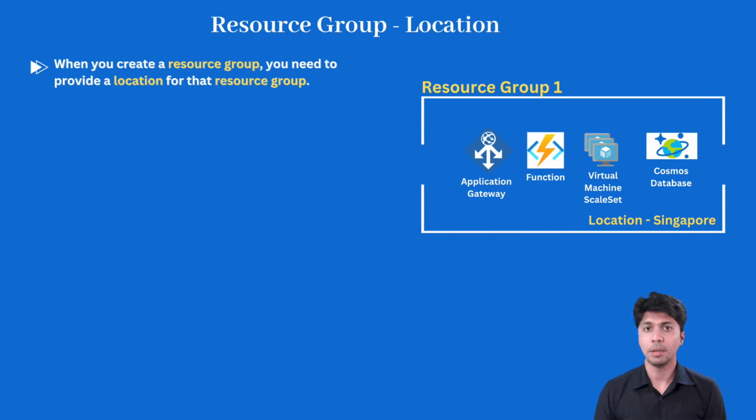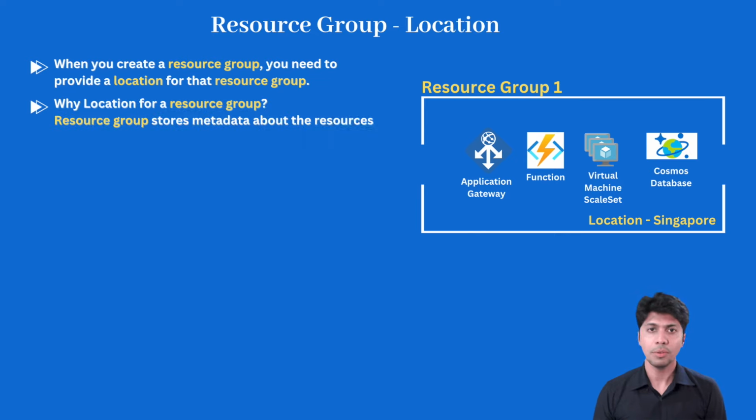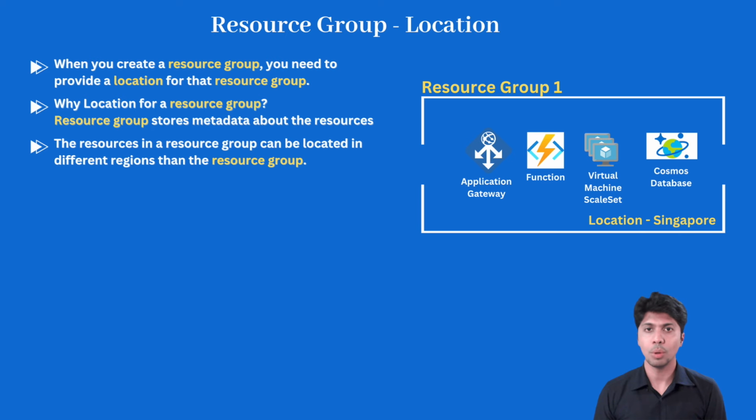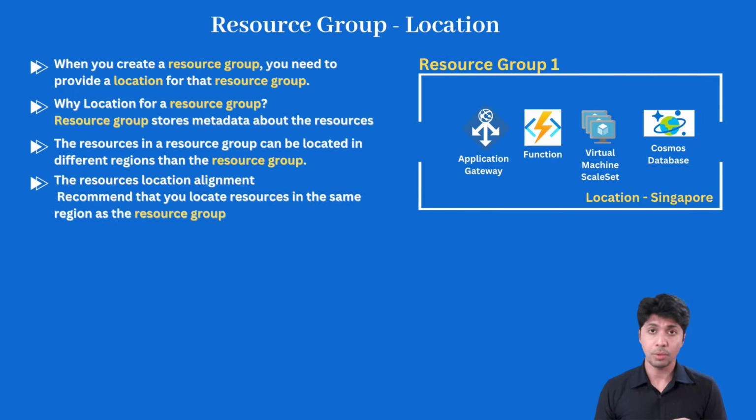But why do we need location in a resource group? Resource group stores metadata about the resources. When you specify location of the resource group, you are specifying where the metadata is stored. For compliance reasons, you may need to ensure that your data is stored in a particular region. The resources in the resource group can be located in different regions than the resource group. But is it recommended that your resource group is in one region and the resources are in another region?